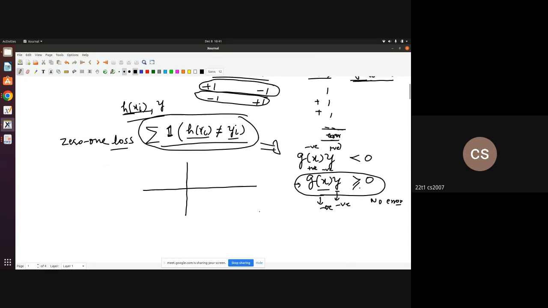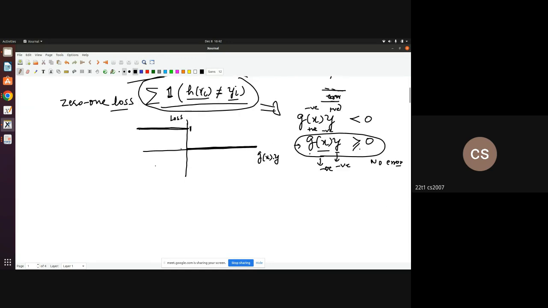So if you have to plot it, you can have g(x) into y on the x-axis, and on the y-axis we have the loss. As we see, when g(x) into y is greater than or equal to 0, which is this part, there is no loss, because this is a scenario where there is no loss. On the other hand, when g(x) into y is less than 0, then there is a loss, and that is 1 in case of 0-1 loss, right? So this is the representation of 0-1 loss.